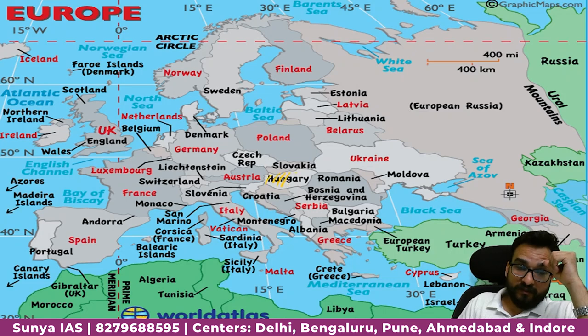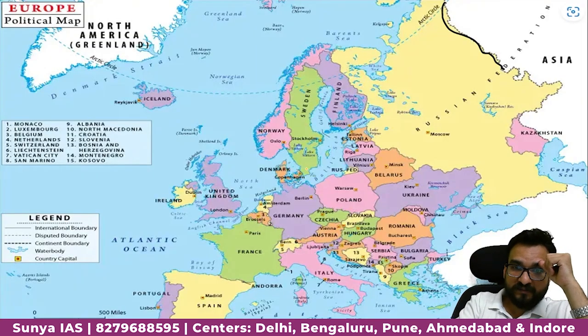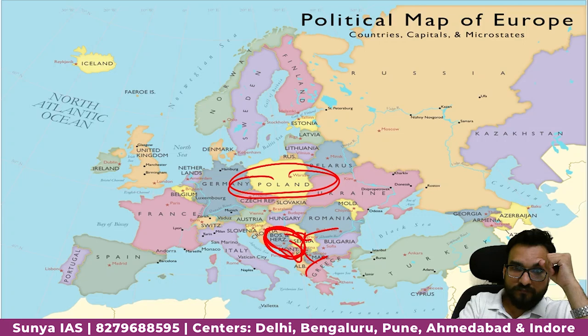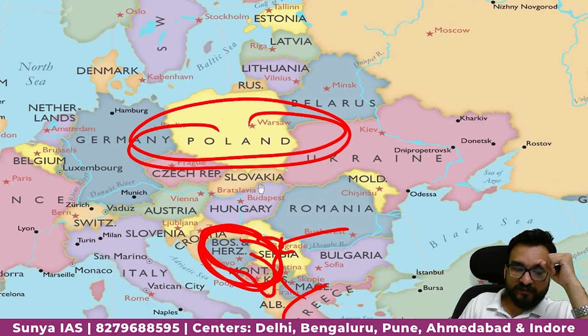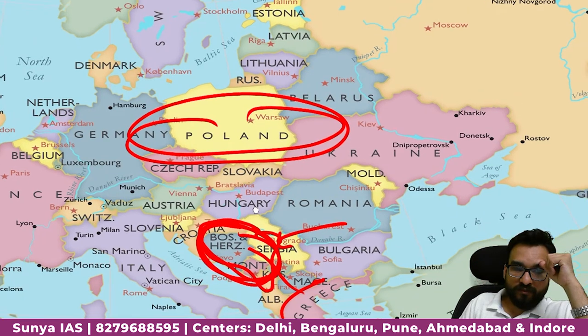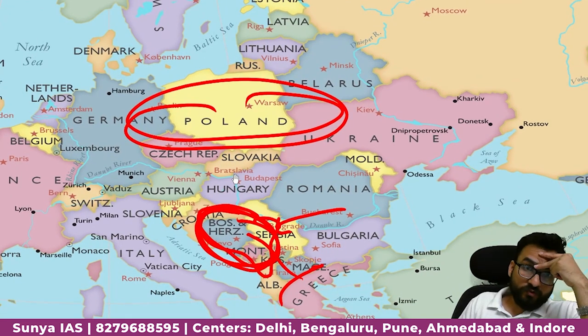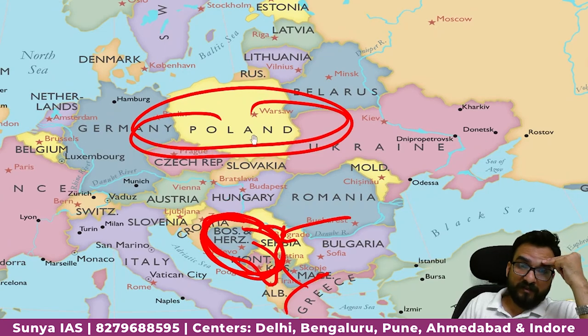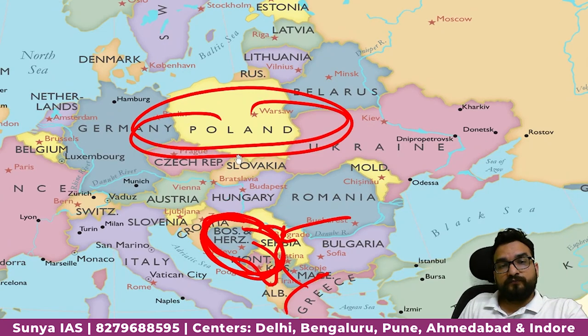Hungary, this particular part, Hungary. And Hungary's capital is Budapest, guys. Over here, can you see Hungary's capital Budapest, like this, where I'm marking Hungary, Budapest. Austria, Vienna, you know. Slovakia, Bratislava. Czech Republic, Prague. Poland, Warsaw.